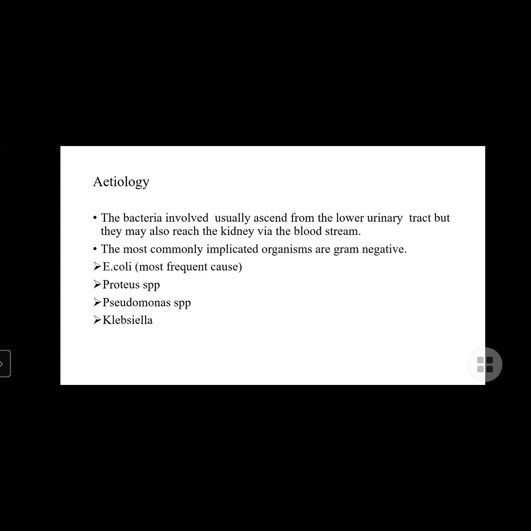So we move on to etiology. The bacteria that are usually involved in the pathogenesis of acute pyelonephritis are usually gram-negative organisms from the bowel flora, and they usually ascend from the lower urinary tract, but they may also reach the kidney through the bloodstream, that is through hematogenous spread, though this is less common. So the most common organism is E. coli, which is the most frequent cause.